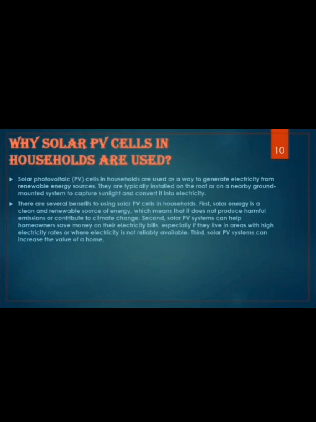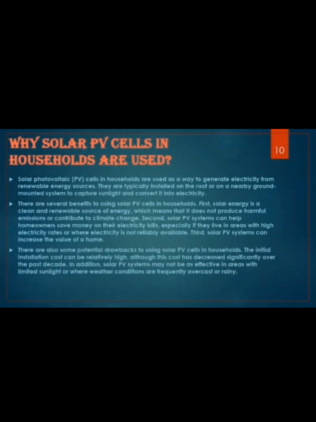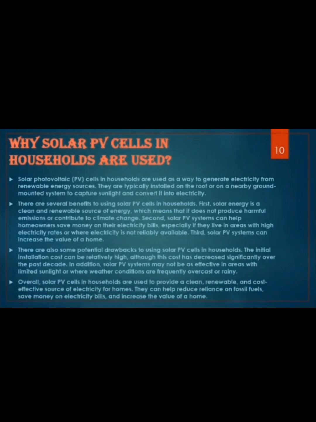Second, solar PV systems can help homeowners to save money on their electricity bills, especially if they live in areas with high electricity rates or where electricity is not readily available. Third, solar PV systems can increase the value of a home. There are some potential drawbacks to using solar PV cells in households. The initial installation cost can be relatively high, although this cost has decreased significantly over the past decade. In addition, solar PV systems may not be as effective in areas with limited sunlight or where weather conditions are frequently overcast or rainy.